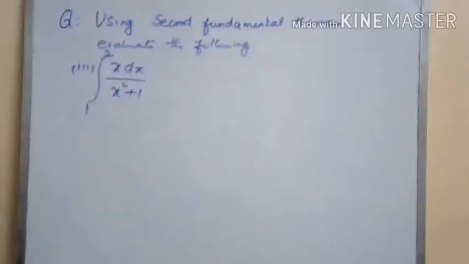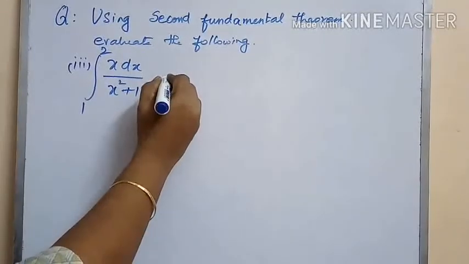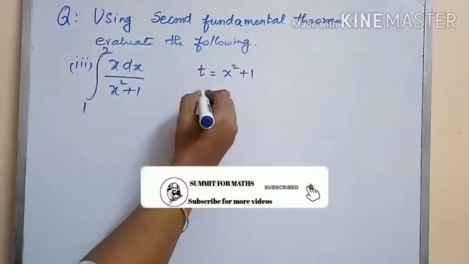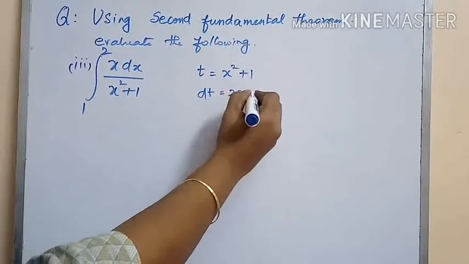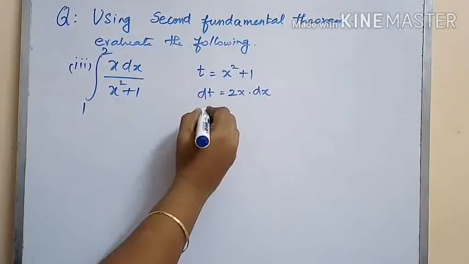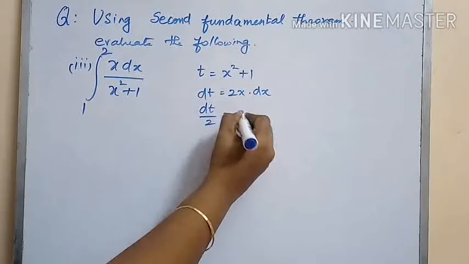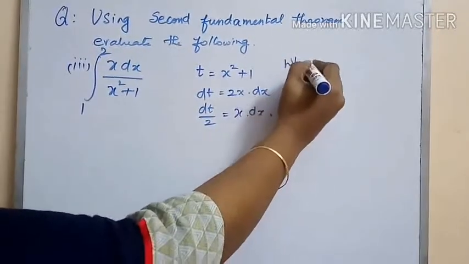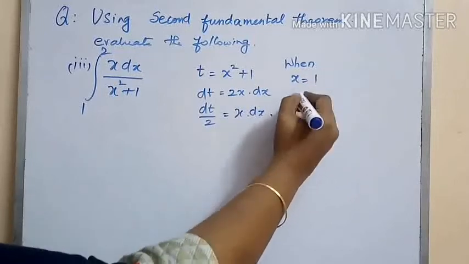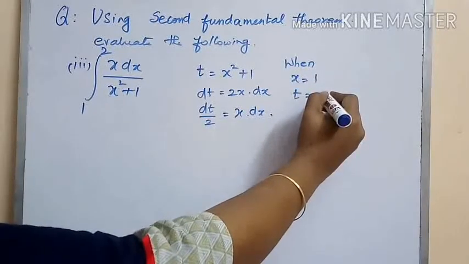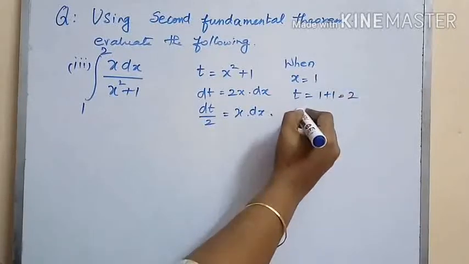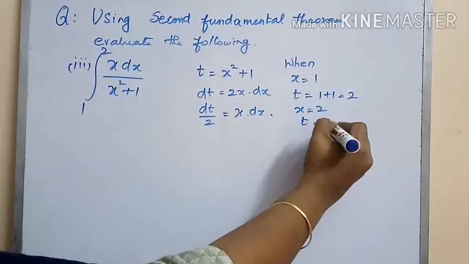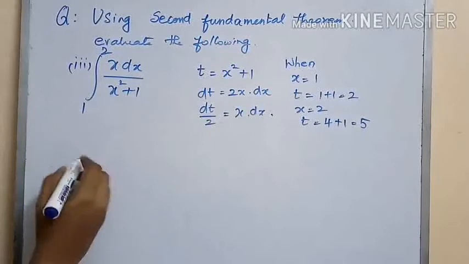So the next problem for today's session is integral 1 to 2 x dx by x squared plus 1. Here let us substitute t is equal to x squared plus 1. So dt is equal to 2x dx. So dt by 2 is equal to x into dx. When x is equal to 1, we get t is equal to 1 squared plus 1, which is equal to 2. And when x is equal to 2, we get t is equal to 2 squared plus 1, which is 4 plus 1, so 5.